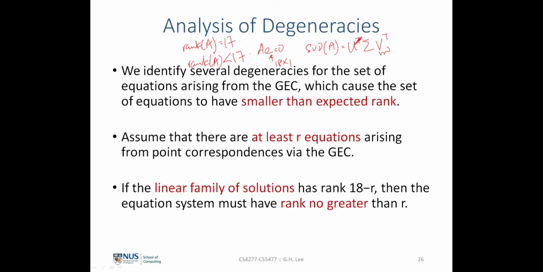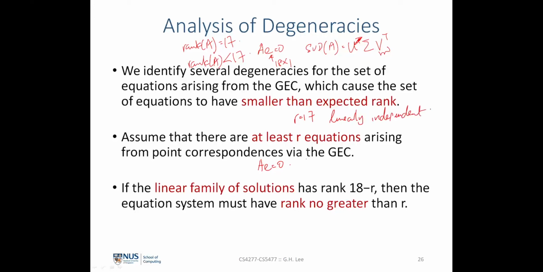So assuming that there are at least R equations that arise from the point correspondences via the generalized epipolar geometry, the number of solutions that arise from the equation AE equals 0 would be 18 minus R. That means that the system must have a rank of no greater than R over here. For example, in this particular case where we have 17 point correspondences, suppose that these 17 points, where R equals 17, are all linearly independent.